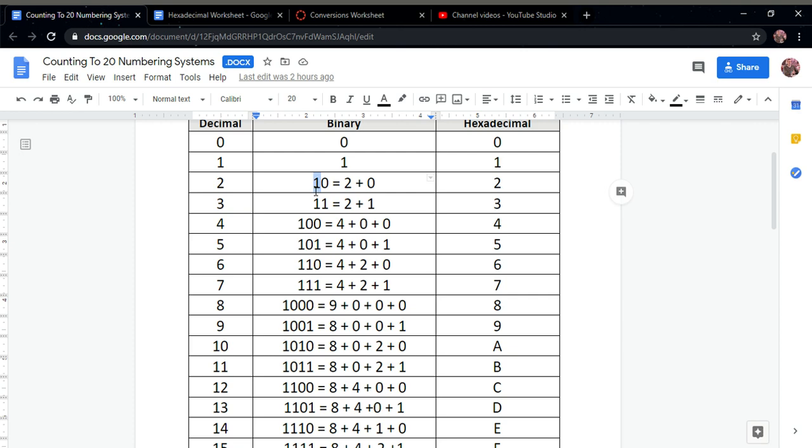In decimal, we add a digit every time we hit an exponent of 10. In binary, we add a digit every time we hit an exponent of 2. So we add the first digit at 2. We add the next digit at 4. So this here is counting 1 four. This down here is counting 1 eight.